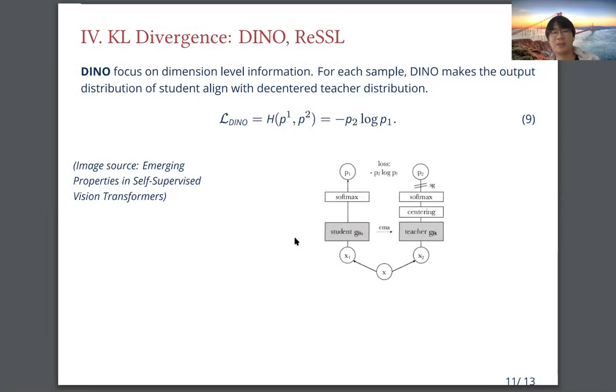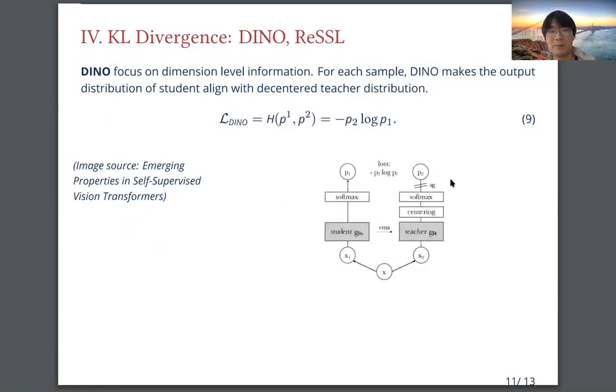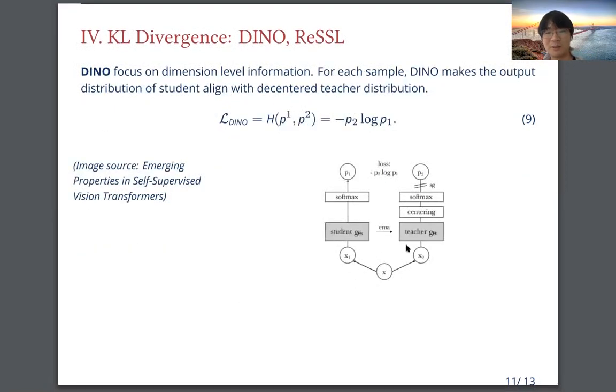So this work and DINO are not very similar to each other, but they both try to use the KL divergence to calculate the loss. And both of them have the stop gradient and the momentum encoder, and both of them use softmax.